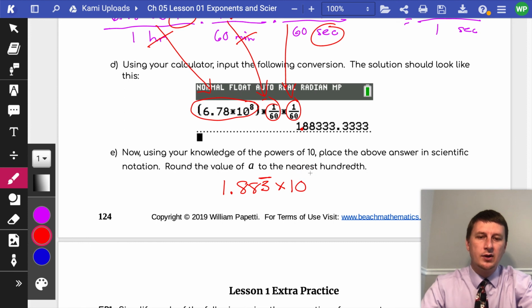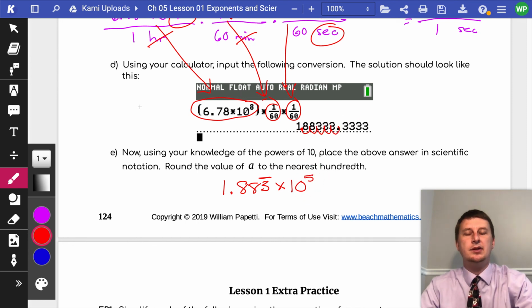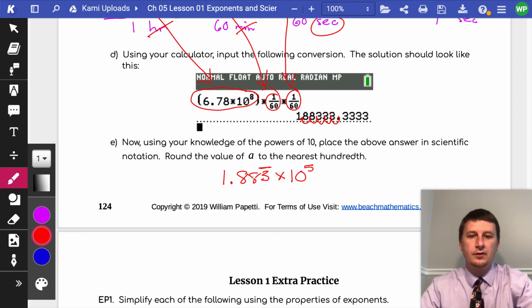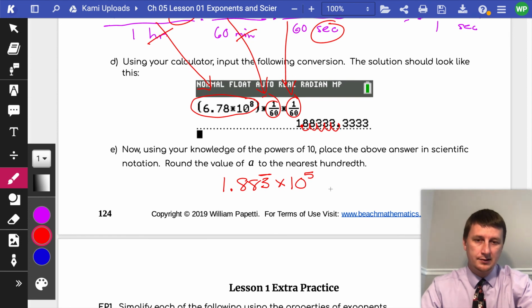And now the power that goes here is going to be how many times I'm going to have to move that decimal point to get from the new decimal point to the original one. So that's going to be 1, 2, 3, 4, 5 times. So that'll be times 10 to the 5th. So here is our amount of miles that the light will travel in 1 second.